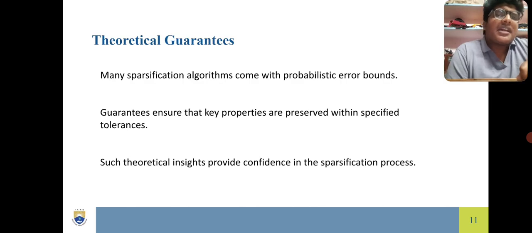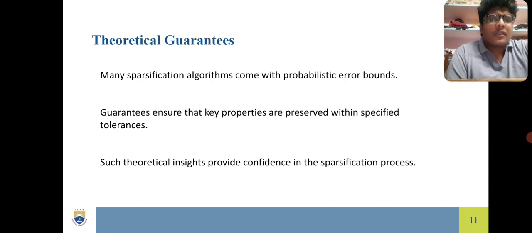Theoretical guarantees. Many sparsification algorithms come with probabilistic error bounds. Guarantees ensure that key properties are preserved within specified tolerances. Such theoretical insights provide confidence in the sparsification process. Many methods come with probabilistic error bounds, which give confidence that important properties are not lost.